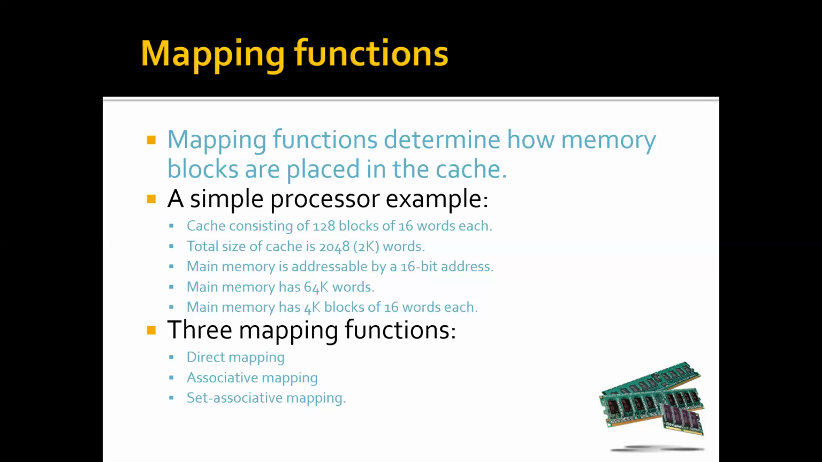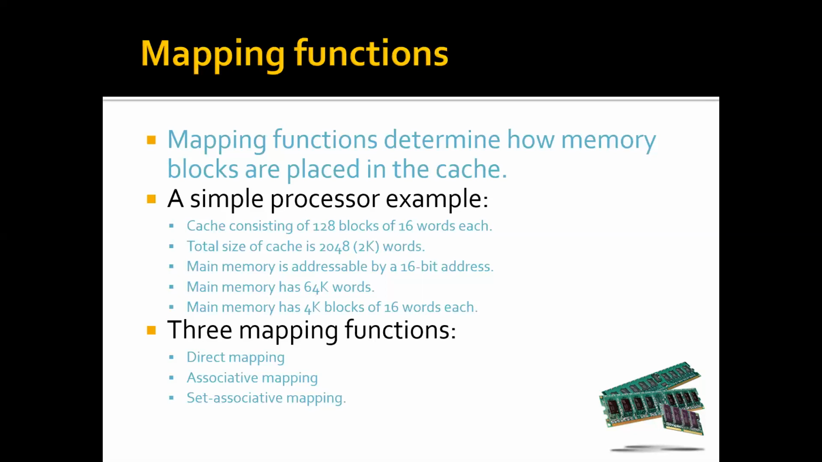There are three different mapping functions being used. One is called direct mapping. The second one is called associative mapping or fully associative mapping. And the third one is called set associative mapping. This can be understood with an example, and then we'll see how this mapping function actually works.